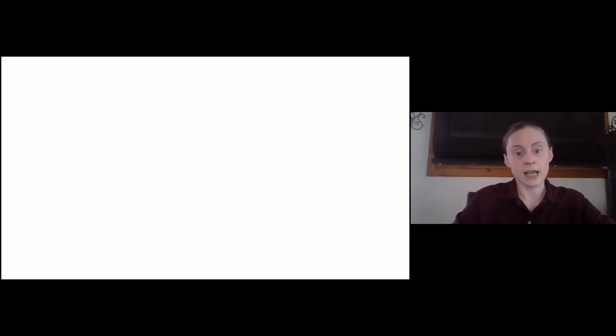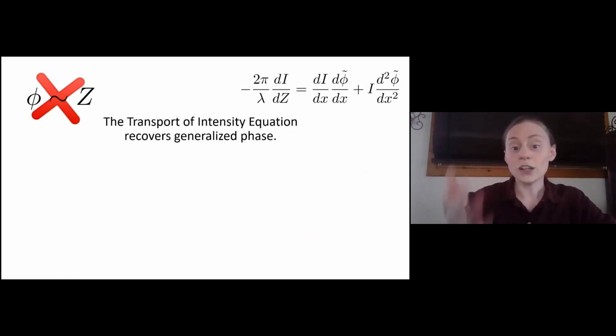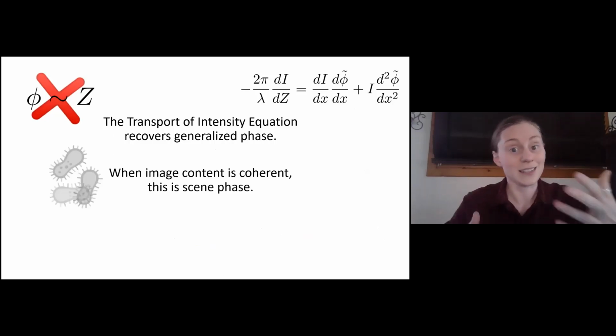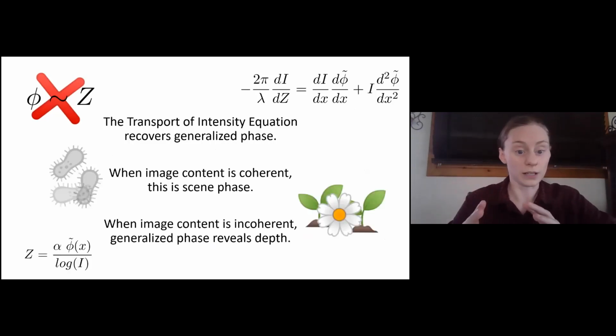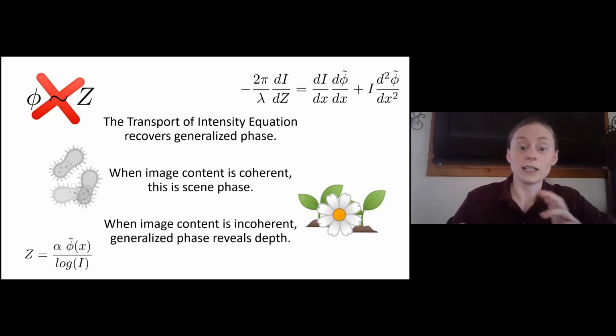So what we've learned is, rather than just interpreting phase as an analog to depth, there's this generalized phase quantity that's recovered by the transport of intensity equation. And when the scene content is spatially coherent, this generalized phase is identical to the standard definition of phase, but when all or part of the image scene is incoherent, we can reinterpret the generalized phase as a depth measurement by correcting for image brightness. This shows that depth from defocus in photography can be seen as a special case of phase retrieval methods in microscopy.